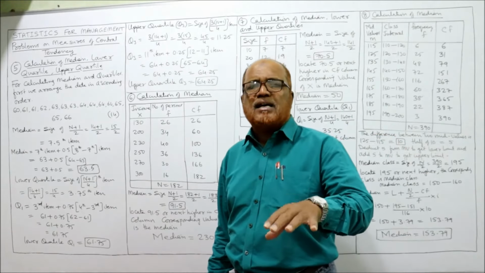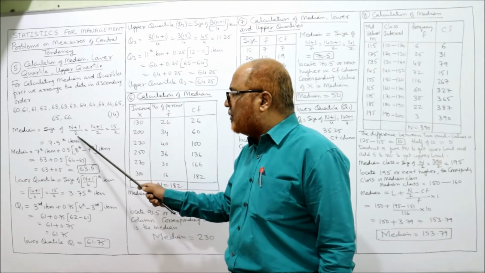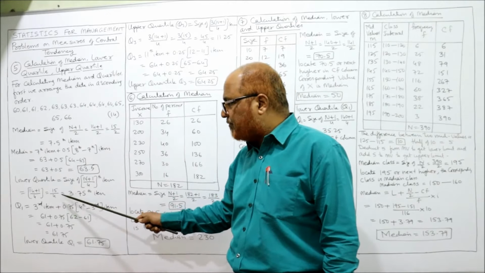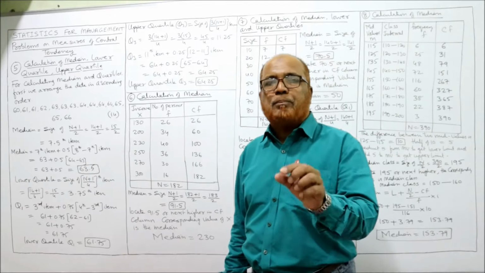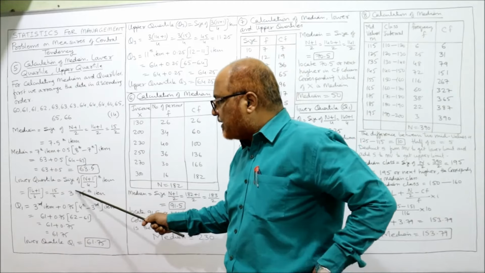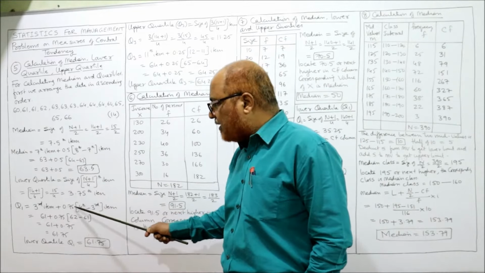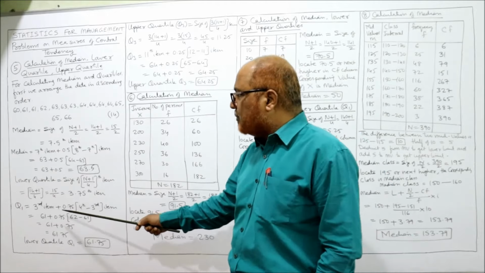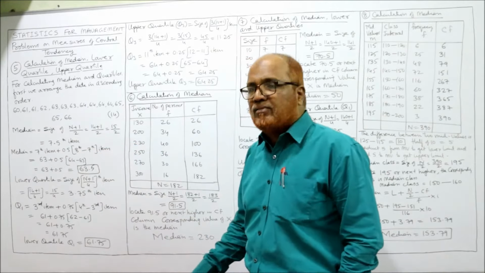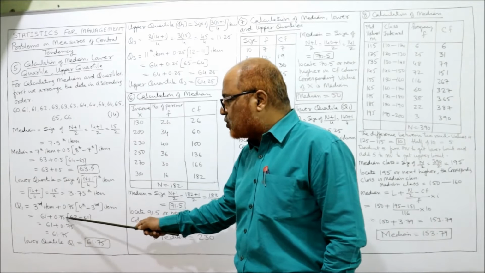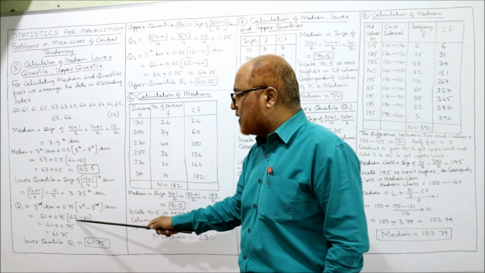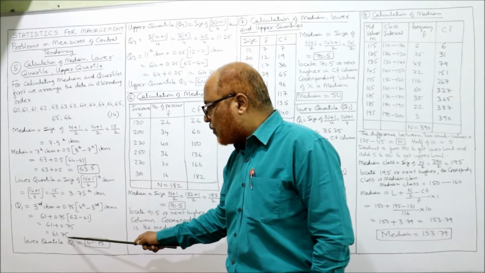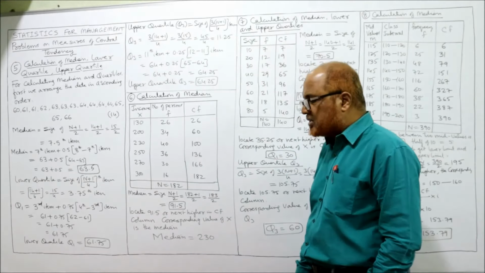Now the lower quartile Q1. The same formula is there, but the denominator will be 4. For median we have taken denominator 2; for quartile we take denominator 4. So (n plus 1) by 4, 14 plus 1 divided by 4, 15 divided by 4, that is the 3.75th item. That means the third item plus 0.75 into (fourth minus third). The third item is 61 and the fourth item is 62. So 62 minus 61 is 1, 1 into 0.75 is 0.75. So 61 plus 0.75 is 61.75.